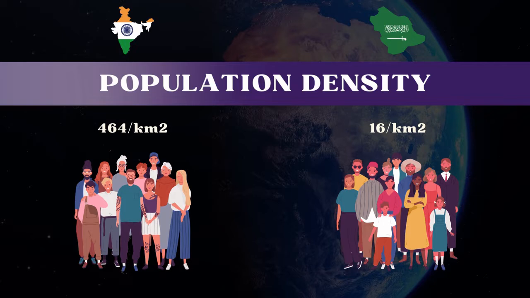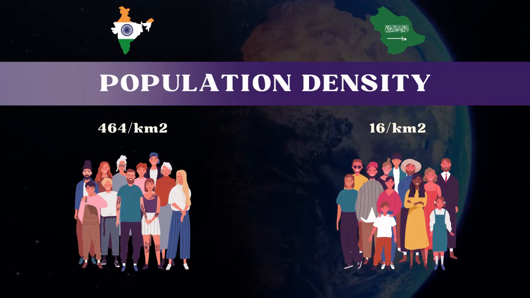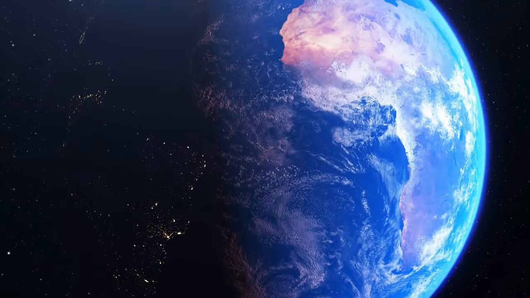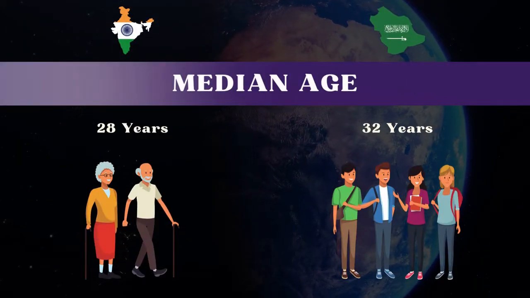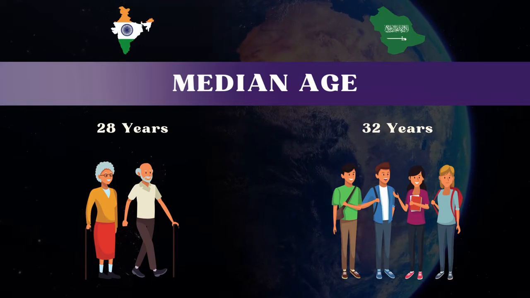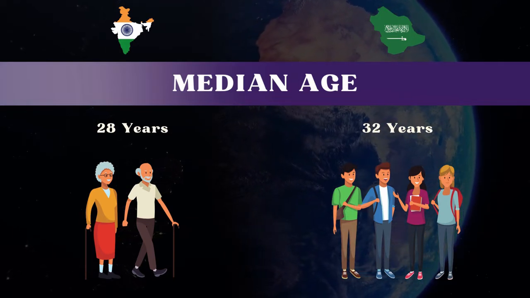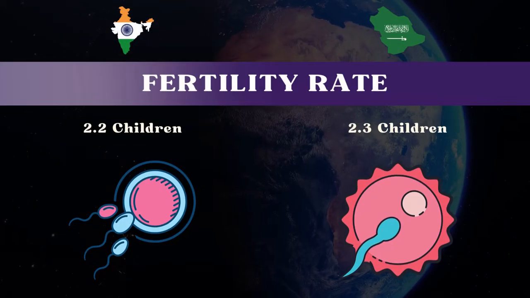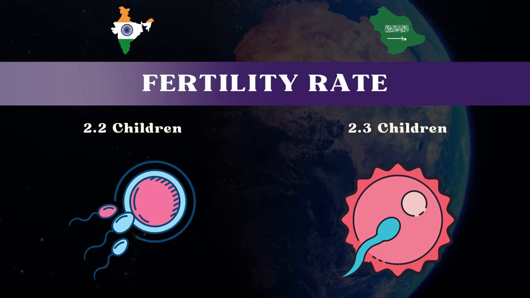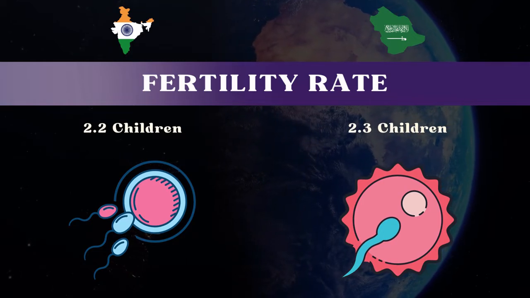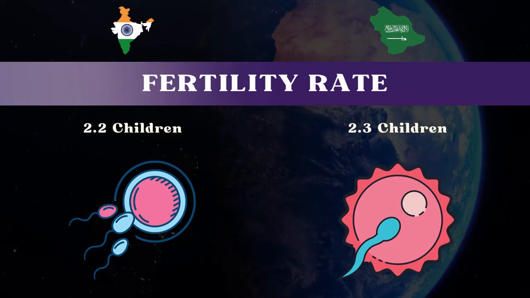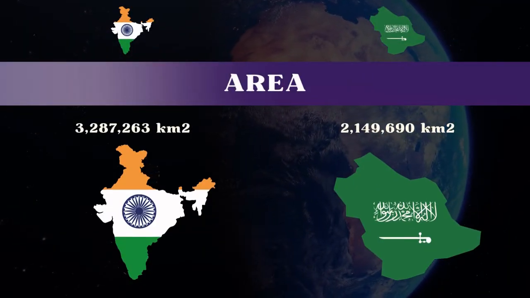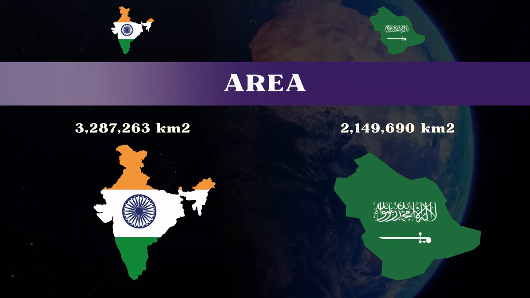Population density of India is 464 per square kilometer and 16 per square kilometer in Saudi Arabia. Median age of India is 28 years and 32 years in Saudi Arabia. Fertility rate of India is 2.2 children and 2.3 children in Saudi Arabia. Area of India exceeds 3 million and Saudi Arabia exceeds 2 million.